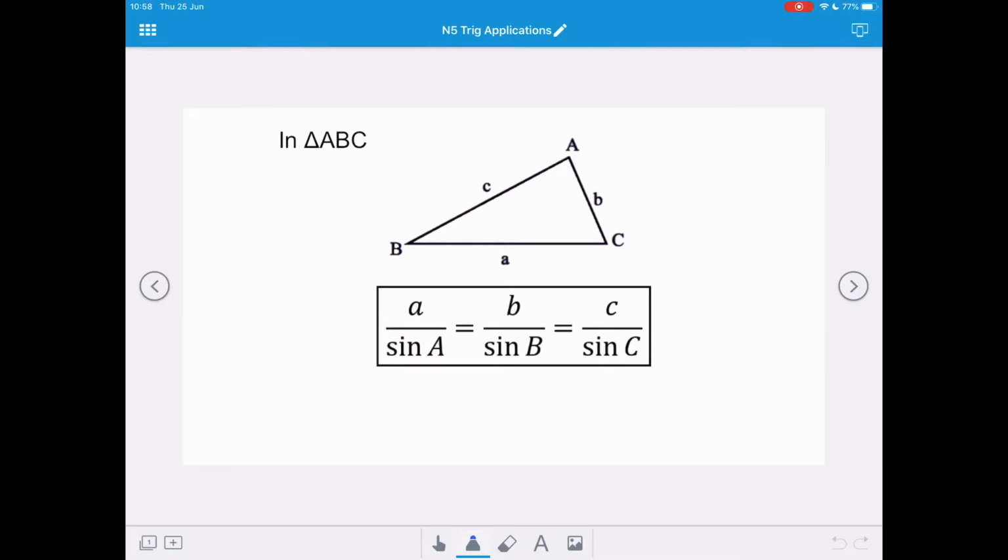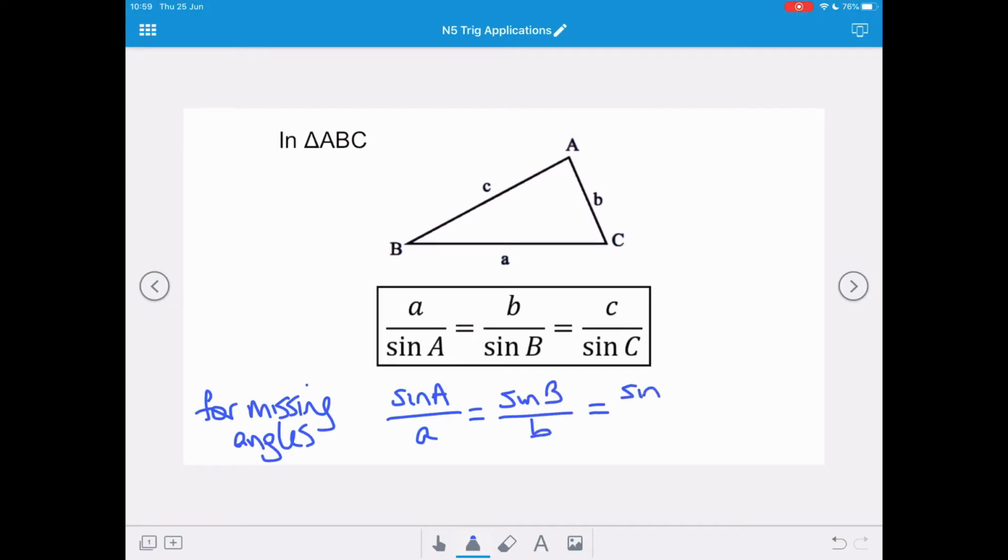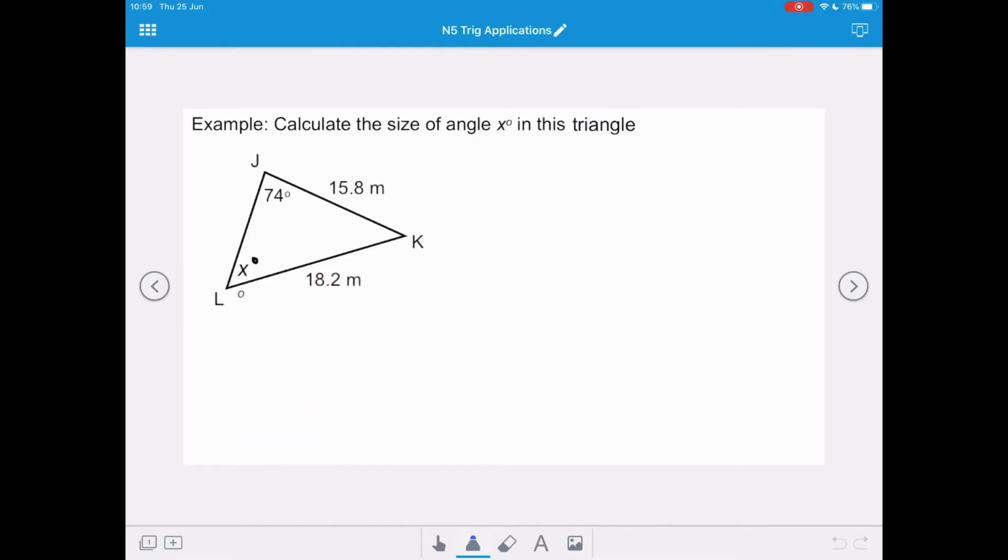C. Now, to work out a missing angle, what we're going to do is invert this sine rule. So instead of having A over the sine of A, we're going to write it down as the sine of the angle of A over A equals the sine of the angle of B over B equals sine of the angle of C over C. So our ratios are still in the same proportions.